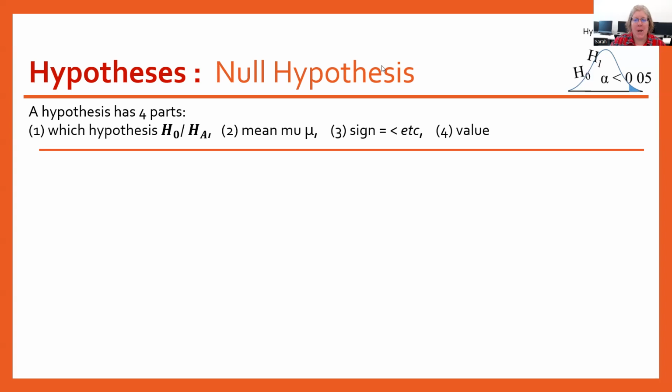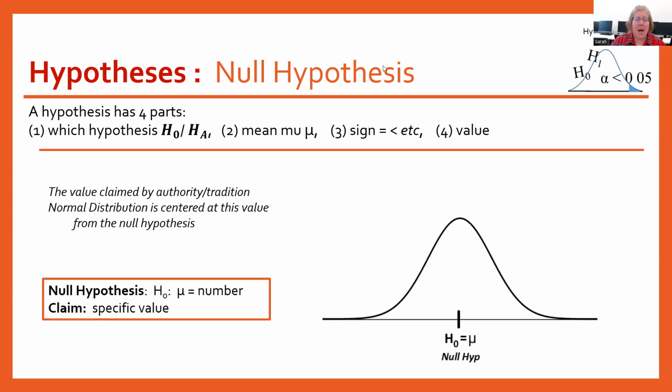So let's start with the null hypothesis. The null hypothesis, so H with a 0 next to it, is mu is equal to a number or a value. So it's a claim for a specific value. And in terms of picture-wise, as we're building this distribution out, we're using that normal distribution, and we're always going to center our normal distribution at whatever value we have for the null hypothesis. Okay, so that's what we have going here.